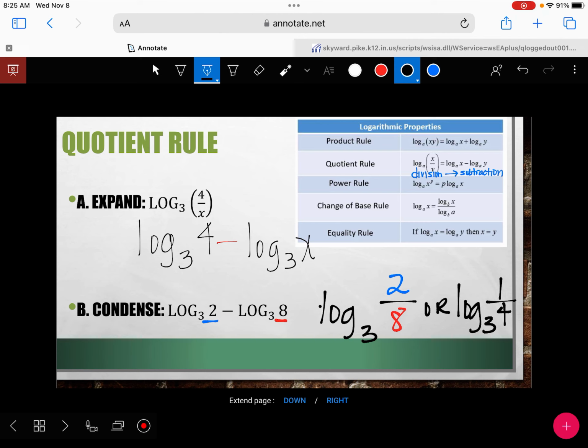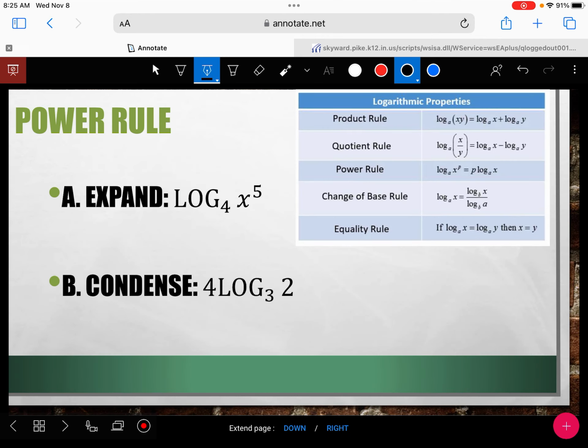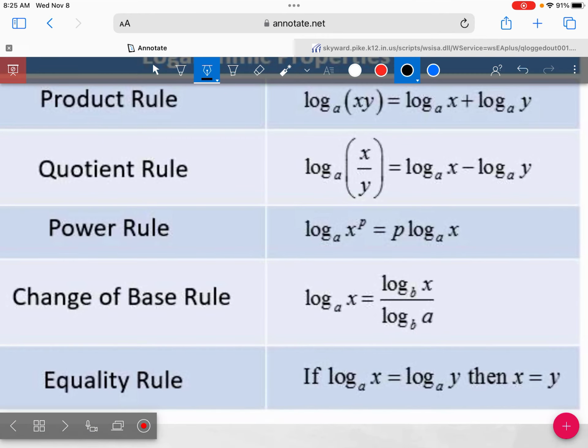All right, our next rule that we're going to talk about is our power rule. So for the power rule, let me zoom in on that cutout.